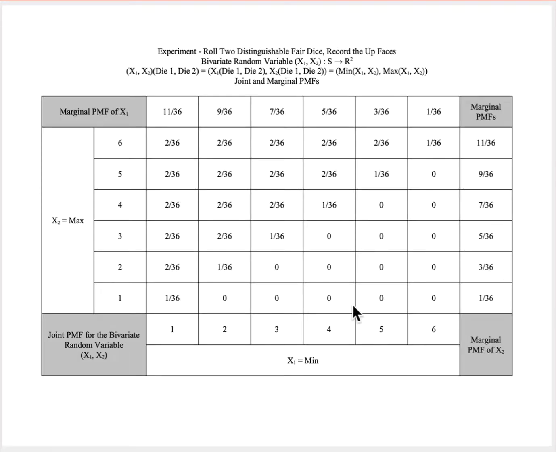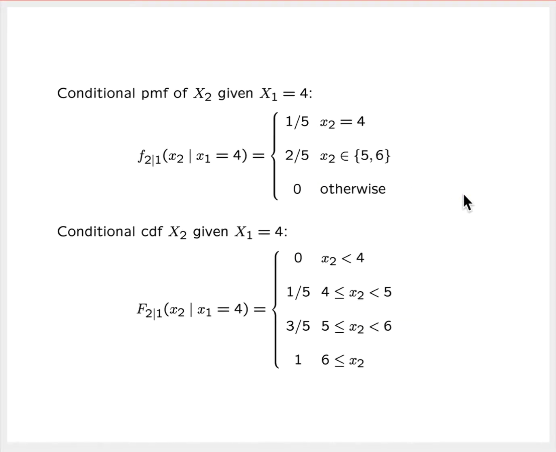And we continue on conditioning on these subsequent values of x1. And so when we do that, we get the conditional PMF of x2, given that x1 is equal to 4, taking on the value 1/5 if x2 is equal to 4, and 2/5 if x2 is equal to 5 or 6, and 0 otherwise. And then we have the conditional CDF down here.